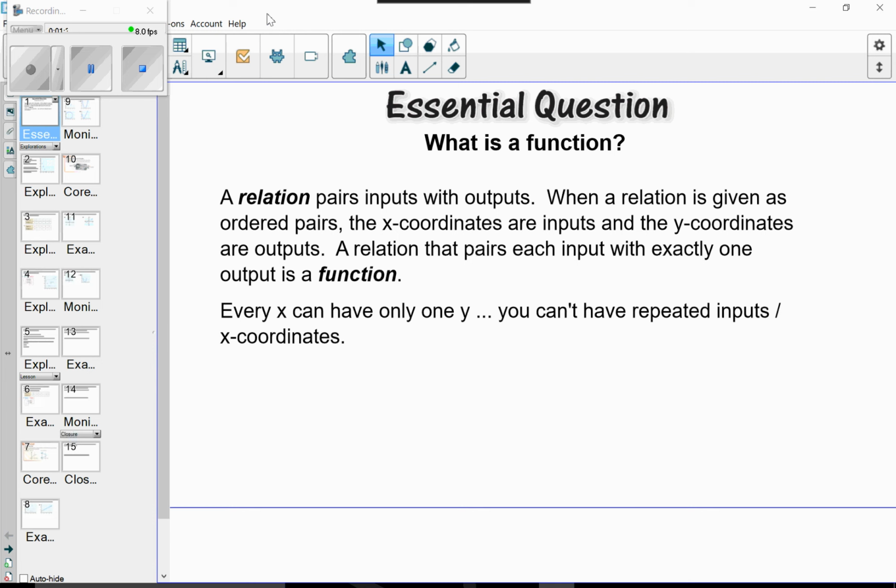But the minute you start having (3, 1) and then (3, 2), that becomes not a function, because now we have the same x paired with a different y.